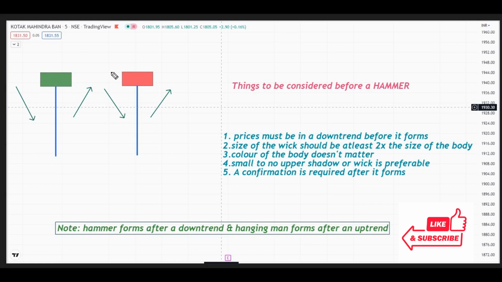prices opened around here, then sellers push the prices aggressively towards the downside, but from here buyers had become very aggressive and they again push the prices towards the upside and closed around top 20% of the entire range of the day. So we can say that this is also a hammer candle and this is also a hammer candle.